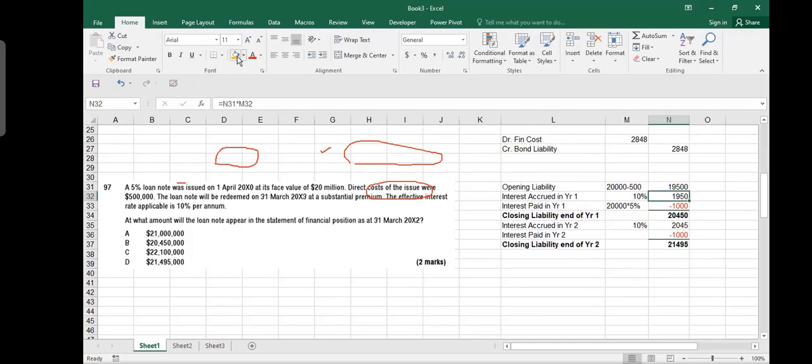However, if you pay attention, these are changing. Your interest amounts are changing, because in the first year you accrue 10% on the outstanding liability. In the second year, your liability has already increased. So now 10% of the liability becomes 2,045,000.